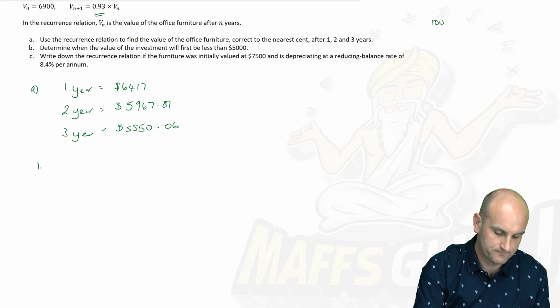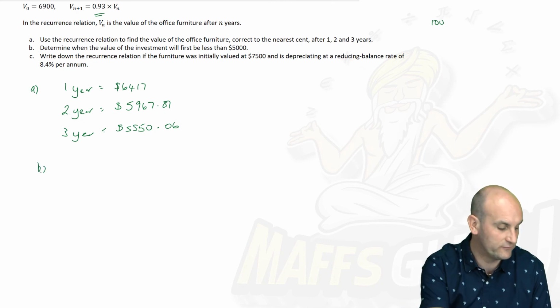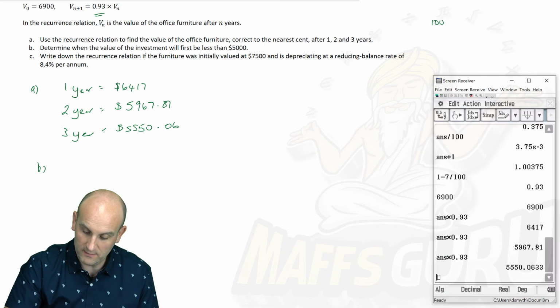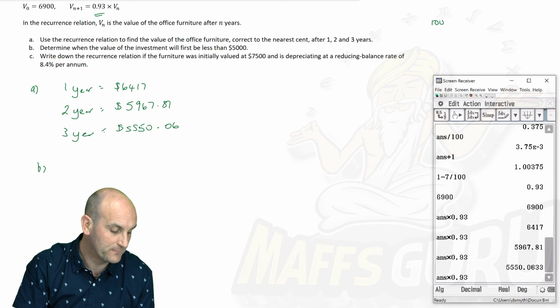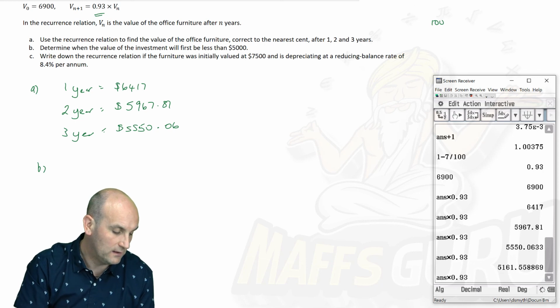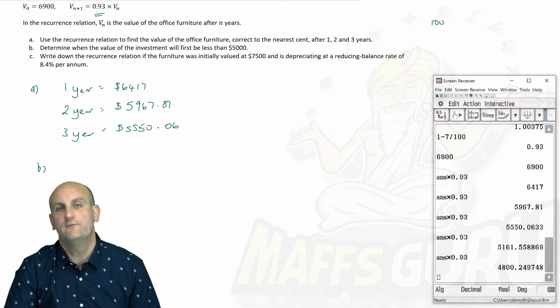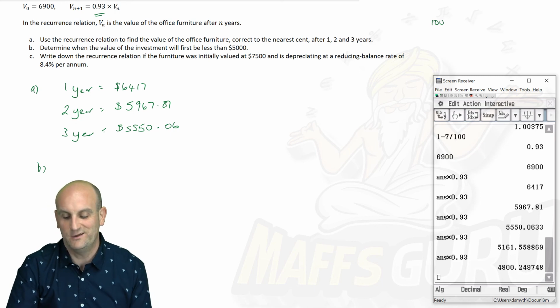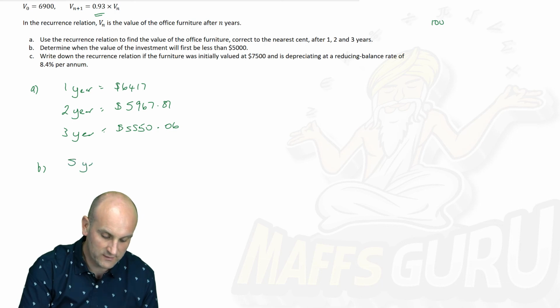Part B. Determine when the value of the investment will first be less than $5,000. Let's do that. All right, so we've already got 3 years shown on my calculator. Hit it again. 4 years and 5 years. So after 5 years, the value of my investment is $4,800. So it's after 5 years. Let's just put 5 years. Thank you very much. And let's move on to part C.